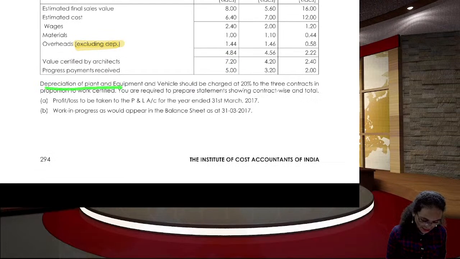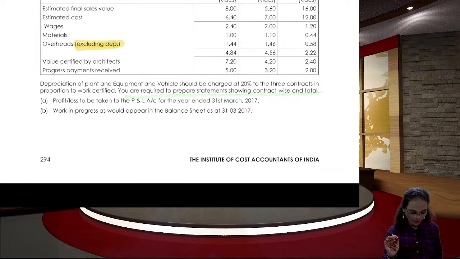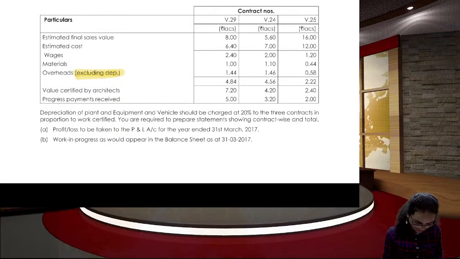Depreciation on the plant, equipment and vehicle should be charged at 20% to the 3 contracts in the proportion to the work certified. In what proportion? In the proportion to the work certified. Okay. You are required to prepare the following: profit or loss to be taken into P&L for the year ending so and so, and work in progress as would appear in the balance sheet. Okay, work in progress and profit and loss account we need to find out.